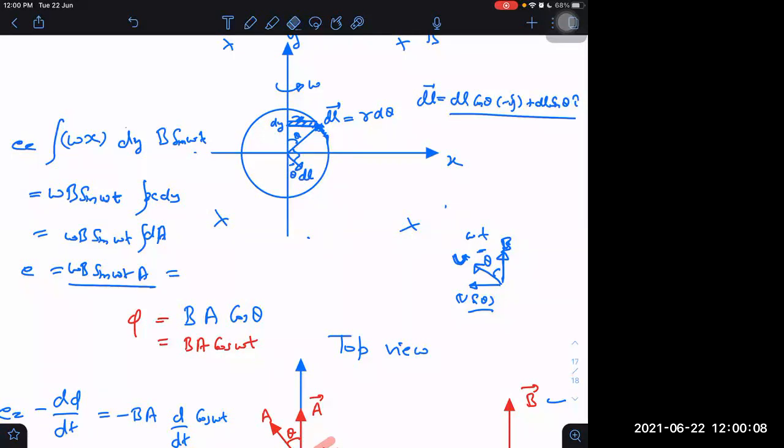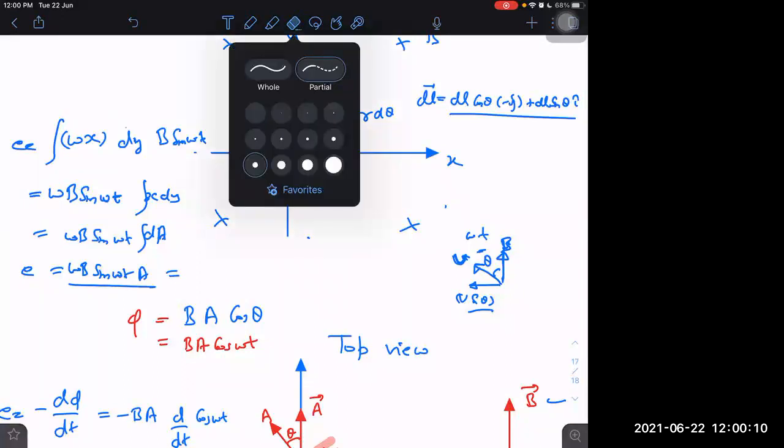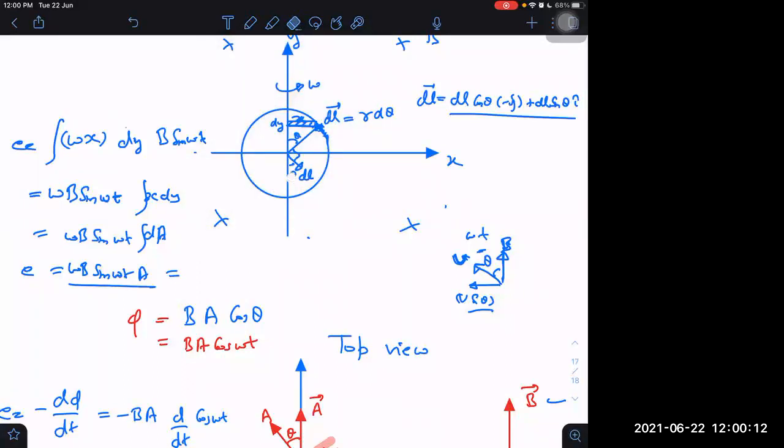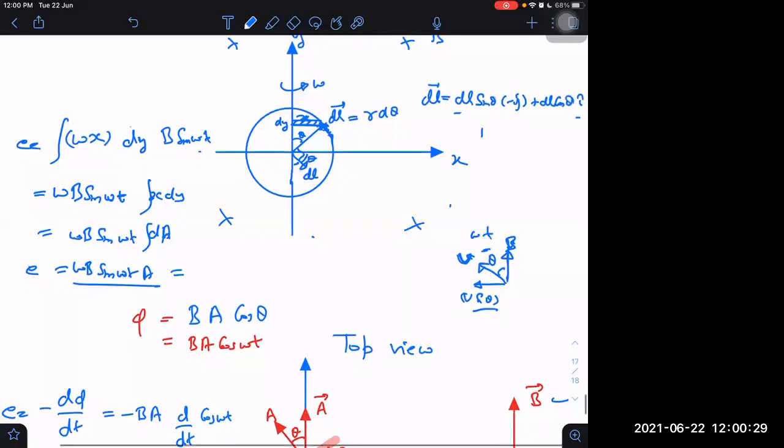Oh, sorry, I did it wrong. 90 minus theta along the y-axis. Correct only. So actually if theta is this side, then sine and cos theta will interchange. Here it is sine theta, and on that side it is cos theta. Now we know the dl vector. What is the B vector? The B vector also we know. B is nothing but B along minus k cap.